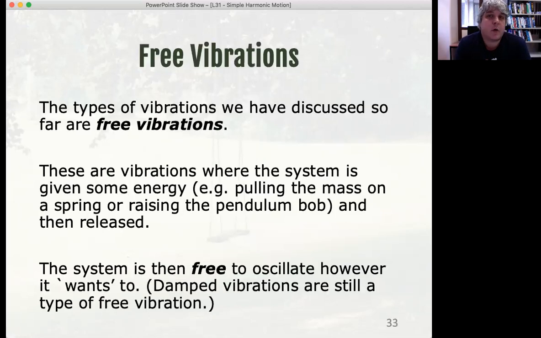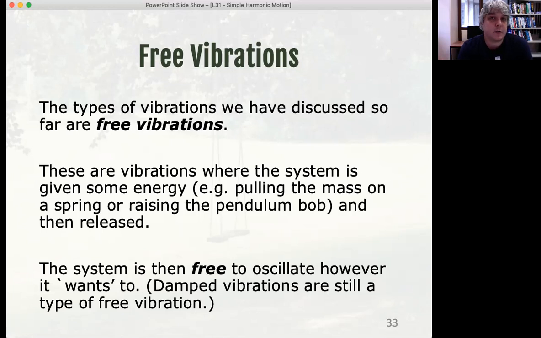Free vibrations are what we've been discussing so far. They're the idea that when you give the system some energy and then release it, it will just oscillate. So what we looked at were free vibrations because the system was free to oscillate however it "wanted" to. I'm using "wanted to" in quotes there because obviously the system is inanimate, it doesn't have a want or desire, but if you let it go, it'll oscillate at some frequency. That's what we call its free vibration. Just give it some energy and see what it does.